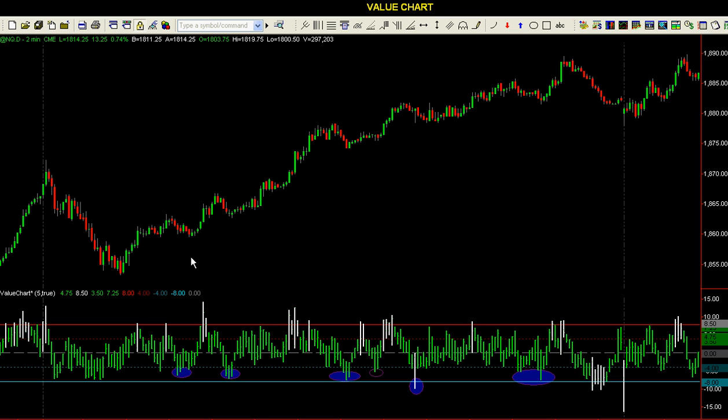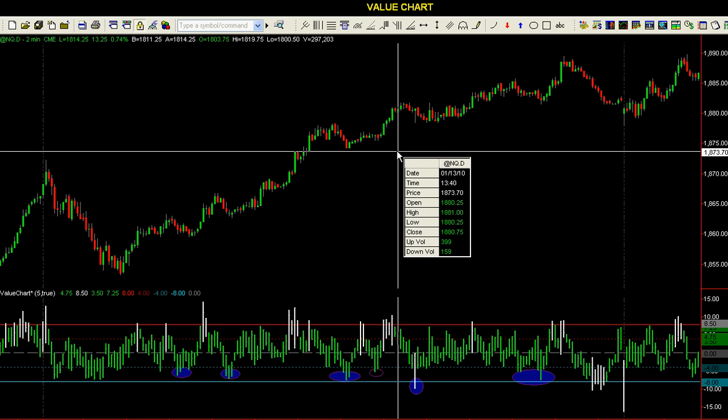So that's the basics of value chart. And I think I made the point fairly clearly that you do need a way to determine the trend and the momentum of the trend to be able to determine which one of these signals you buy. You can also use it as reversal signals, and as reversal signals, obviously these would all be counter trend trades.